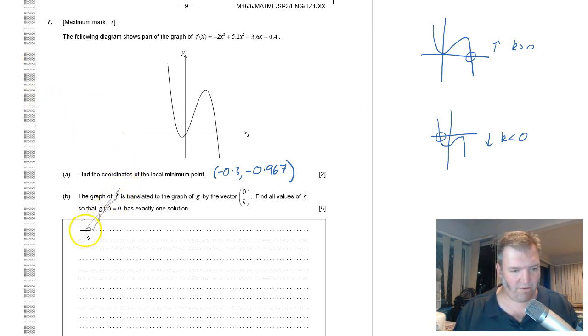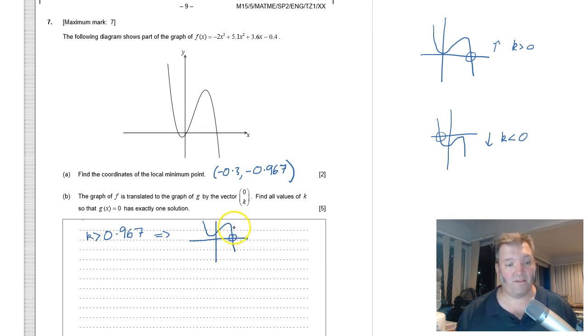Find where my cursor is. There I am. Okay, so if I want to shift vertically upwards, k needs to be greater than 0.967. That would result in one intercept, and it doesn't hurt for you to give them a little sketch of what it would look like. There would only be one intercept there. What about the other one? Well, we better find the coordinates of the local maximum first.